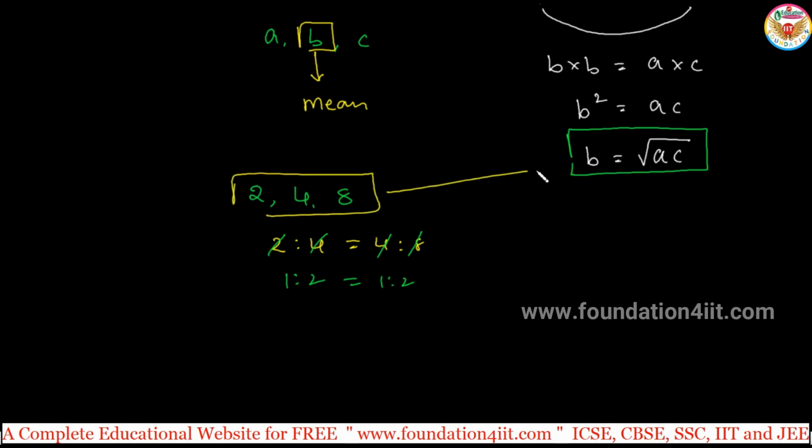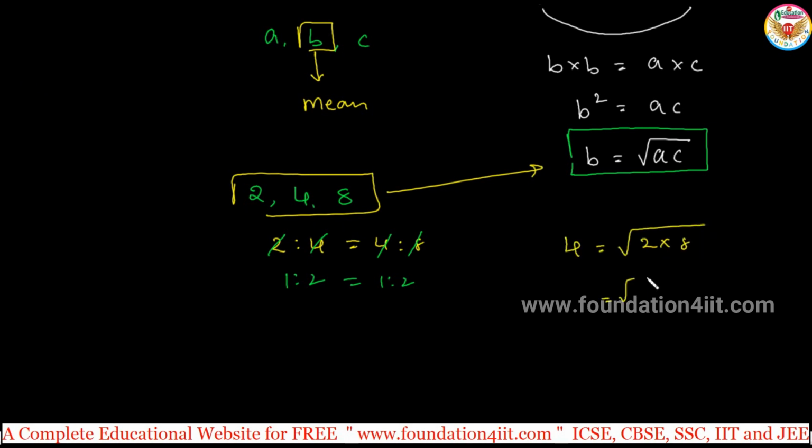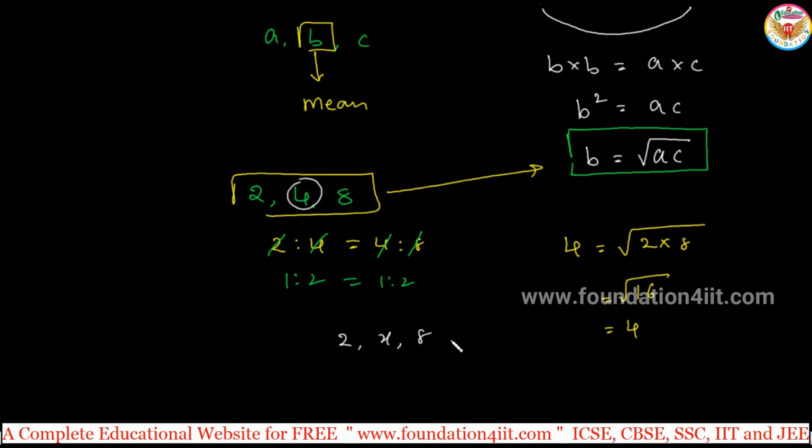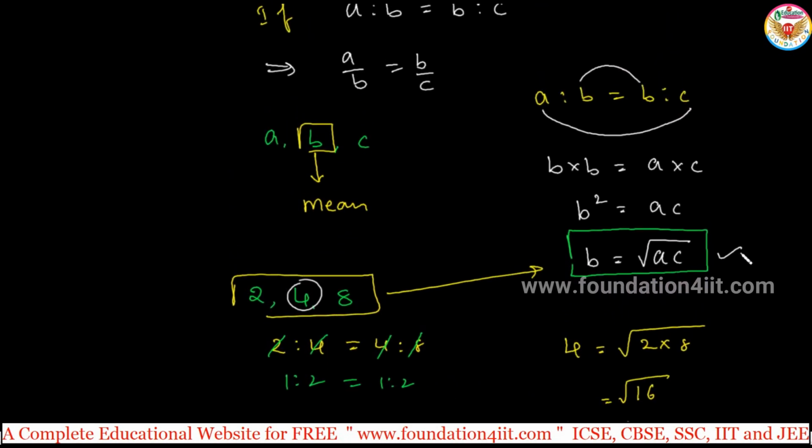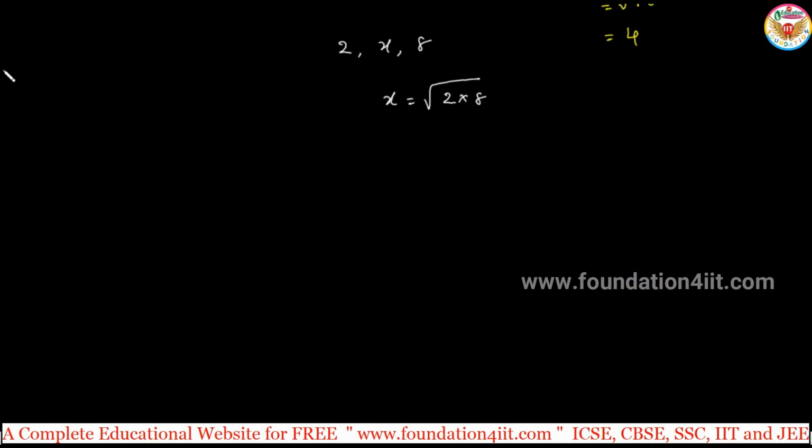Now if you apply this rule, the middle number 4 should equal the square root of the first and third terms. Square root of 2 into 8, that is 16, which is 4. If they give 2, x, 8 in continued proportion instead, you can directly take x equals the square root of 2 into 8. This is the rule. If A, B, C are in continued proportion, then B equals the square root of AC. Let us see the examples now.